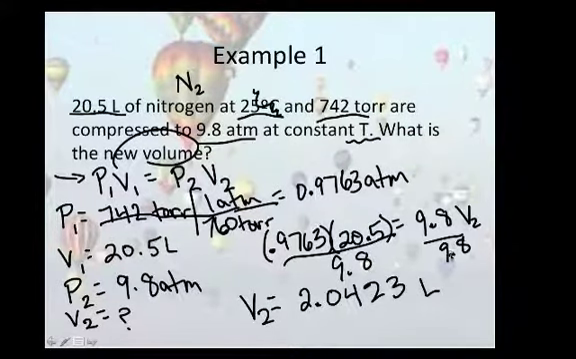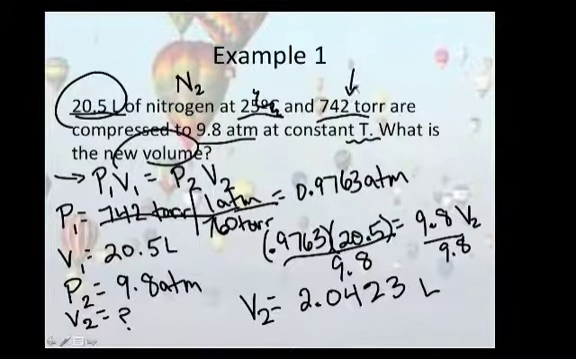And that should be in liters because we started with liters, right? So it looks like we're going to take up a lot less space. We started at 20.5 liters and now we're at 2 liters. But that should make a lot of sense because our pressures dramatically increased, right? From 0.97 to 9.8, that's almost 10 times increased, and so the volume decreased by almost 10 times. Right.